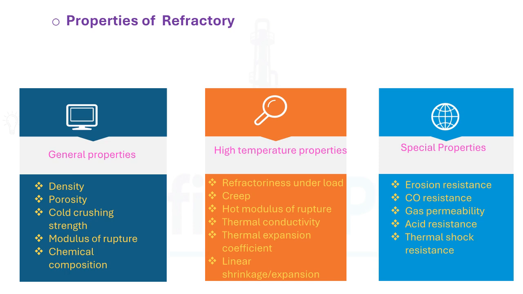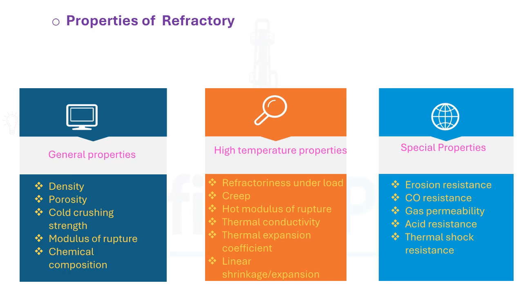In simple terms, these properties tell you what the material is made of and how strong it is at the most basic level. Category 2: High temperature properties. This category is critical because it shows how the material performs under actual working conditions. Here we look at refractoriness under load, creep behavior, hot modulus of rupture, thermal conductivity, thermal expansion, and linear shrinkage or expansion. These properties reveal how the material behaves when exposed to heat and stress in real operations.